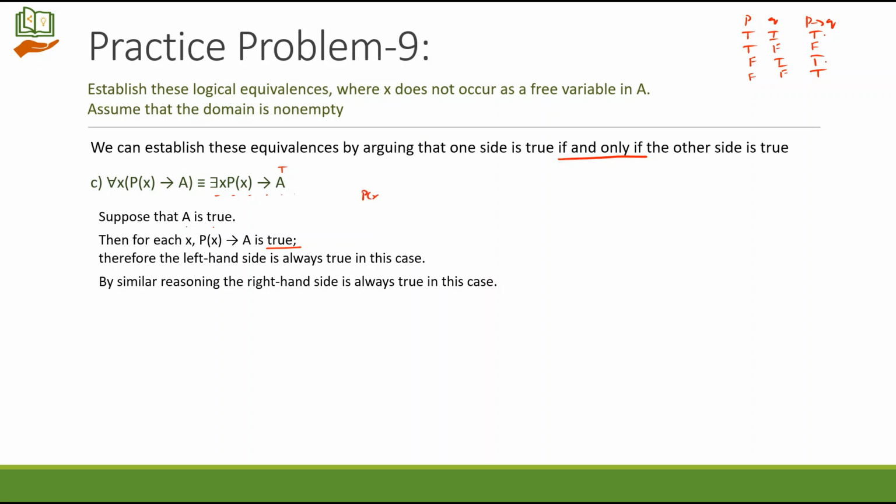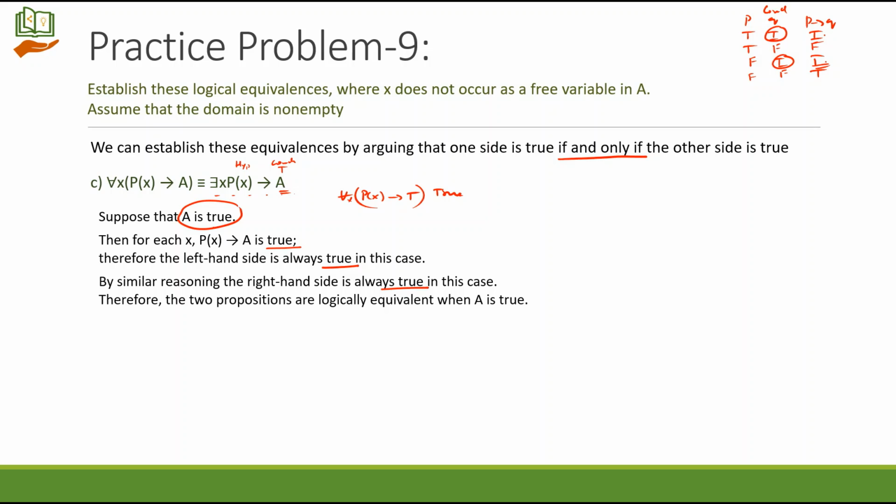If you are going to take P of x implies true, this is going to give true for every case with universal quantification, because when you have true in the conclusion part, you are having true in the result. Similarly, this is the hypothesis, this is the conclusion. Whenever you take the conclusion to be true, you can conclude the implication result is also true. That's what they say. LHS is always true. RHS is also always true when A is true. Therefore, the two propositions are logically equivalent when A is true.